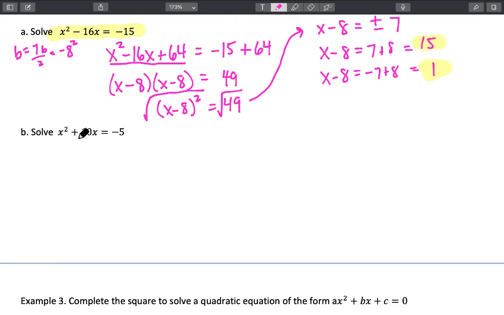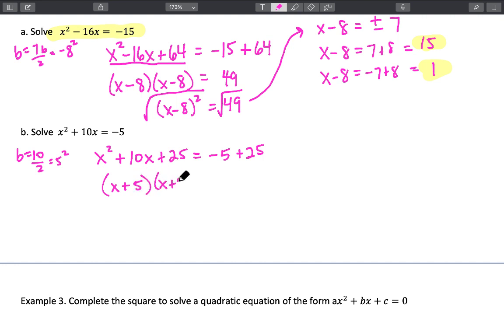We are again going to complete the square in order to solve the quadratic equation. So I have my x squared and my x term by themselves. B is equal to 10. Half of 10 is 5. 5 squared is 25. So when I complete the square, I have x squared plus 10x plus 25 is equal to negative 5. Now I have to also add 25 to the right-hand side because I added it to the left as well. I'm going to condense this x squared plus 10x plus 25 down to x plus 5 times x plus 5, which again can be rewritten as x plus 5 squared, and that's going to be equal to 20.